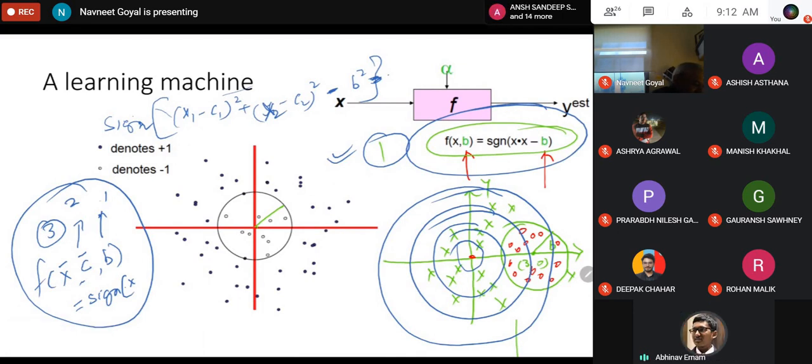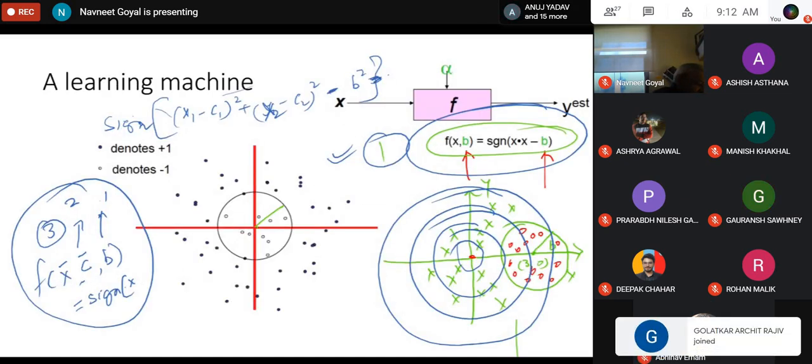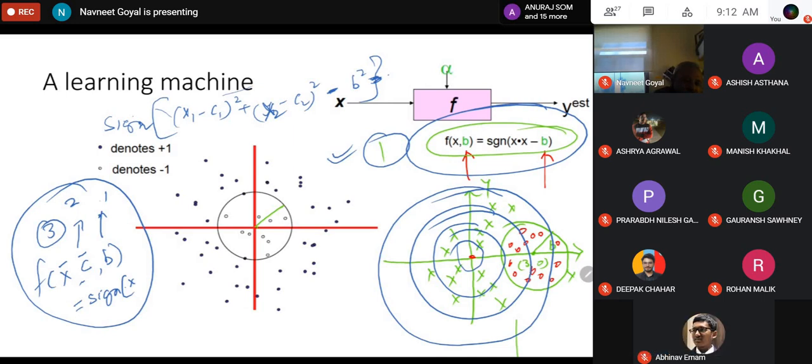C1 and C2 are the coordinates of the center, say (3, 0). So C1 is 3 and C2 is 0. Got it? Yeah, so that's the equation of a circle. And also that's the signum function, right?